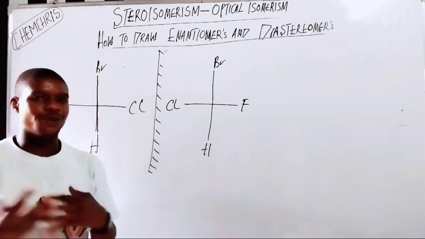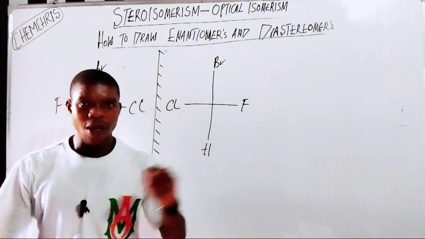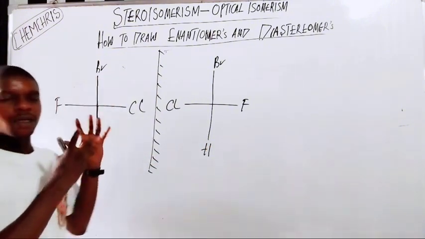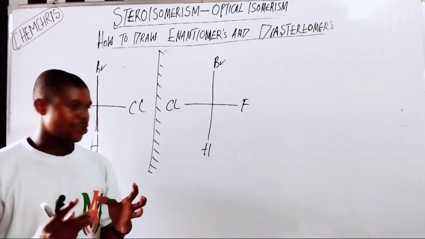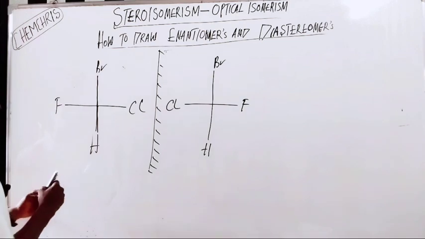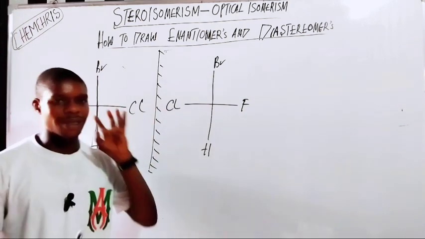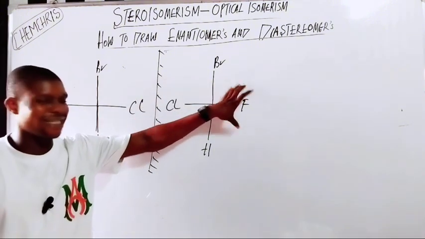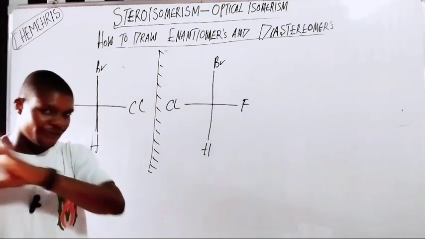One is S, one is R. That is going to be our next video: how to assign R and S configuration to a chiral molecule. Do you understand? So one is S, one is R configuration. To draw the enantiomers here is very, very easy.